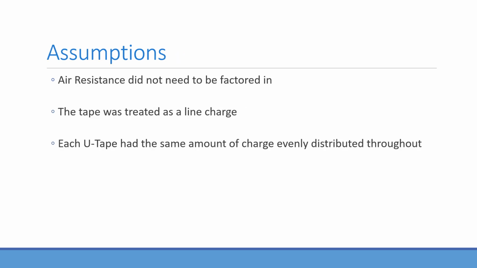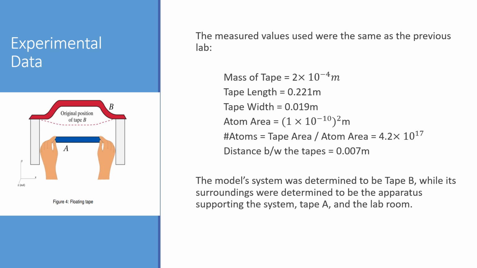So assumptions that needed to be made beforehand were that air resistance did not need to be factored in, that the tape was treated as a line charge, as well as that each U-tape had the same amount of charge evenly distributed throughout it. So the measured values used were the same as the previous lab, with the mass of tape, tape length, tape width, atom area, number of atoms, and the distance between the tapes being the same, and also that the model system was determined to be tape B, while its surroundings were determined to be the apparatus supporting the system, tape A, in the lab room.